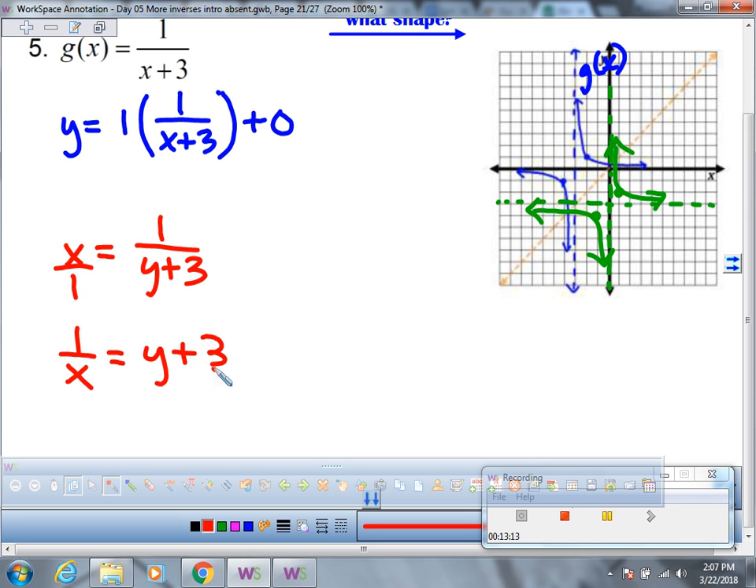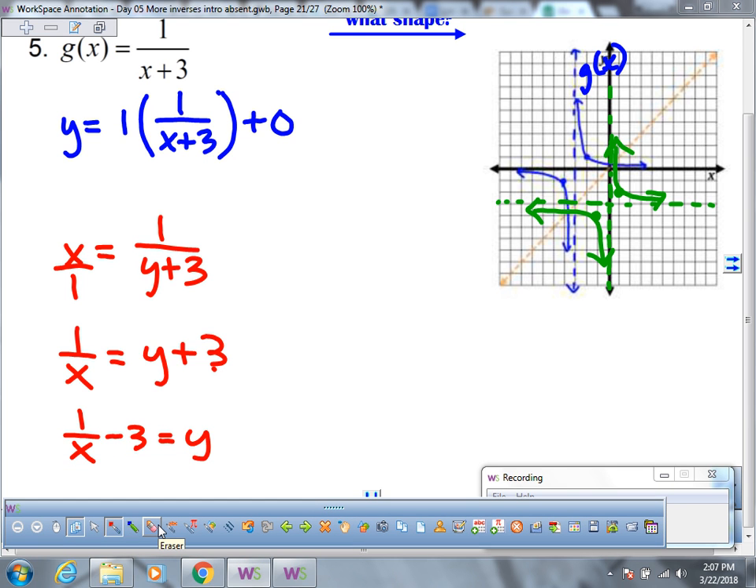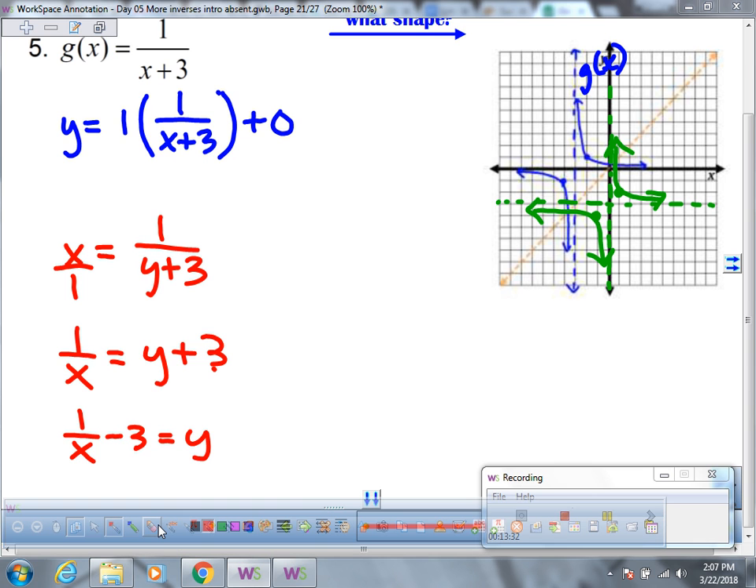Now how do I solve for y? And so we're done. 1 over x minus 3 equals y. So this is no shift on the x-axis and a shift down 3. This is no shift on the x-axis and down 3. Exactly what I have. But was this really that hard? It looked hard, right? But it really wasn't that difficult.